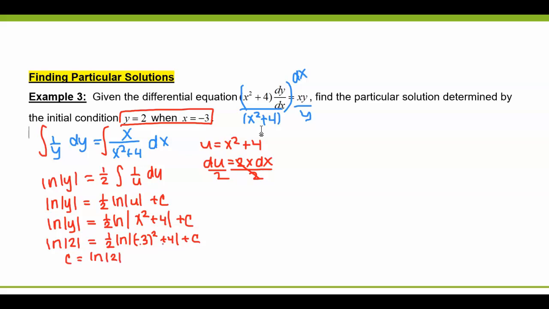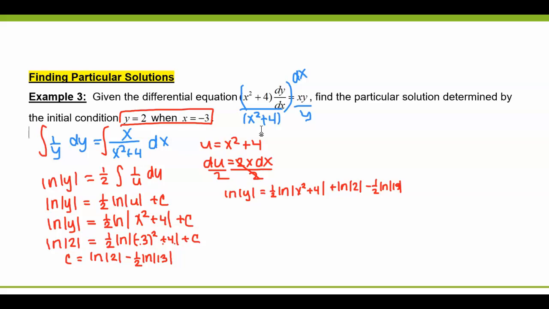So 9 plus 4 is going to give you 13. Moving this part over, you have minus 1/2 the natural log of 13. If I was going to write my answer in terms of y, I would have to, so I have ln absolute value y equals 1/2 ln x squared plus 4 plus ln absolute value 2 minus 1/2 ln absolute value 13.